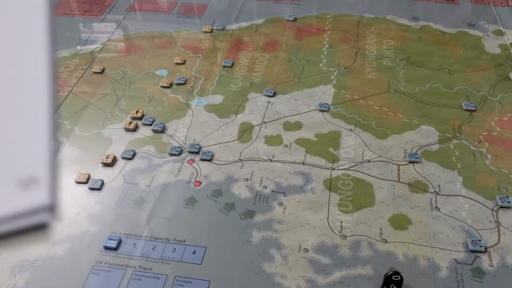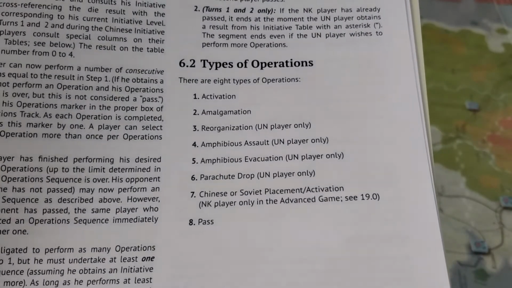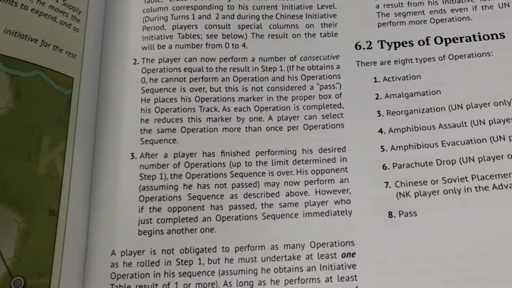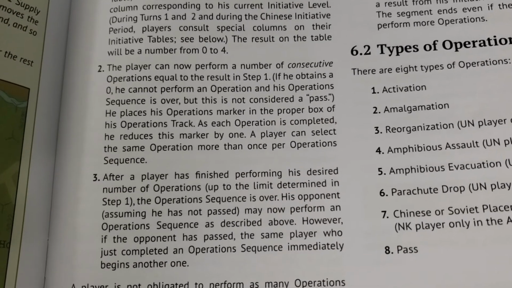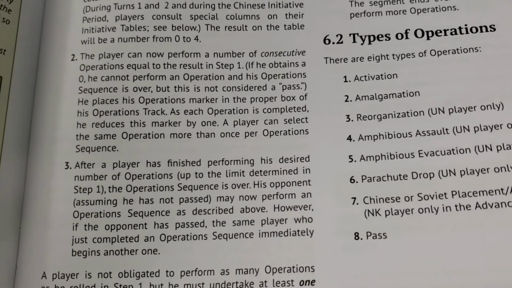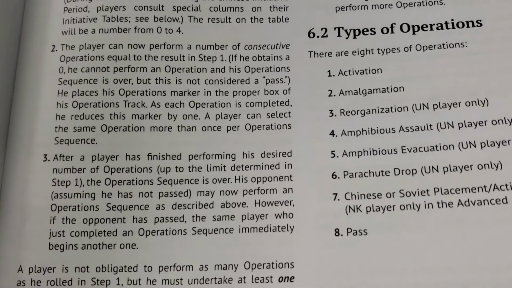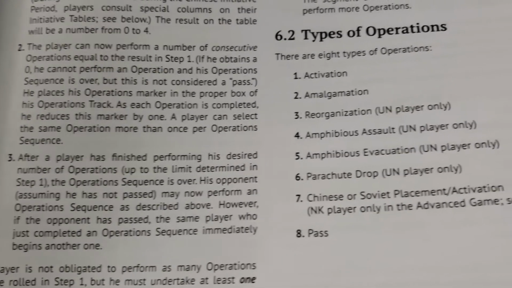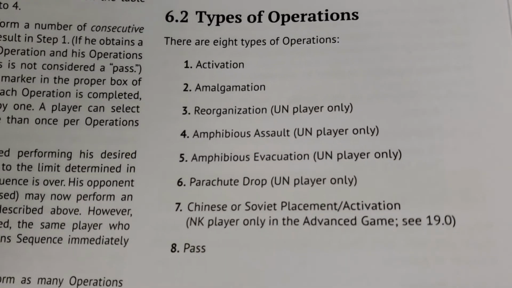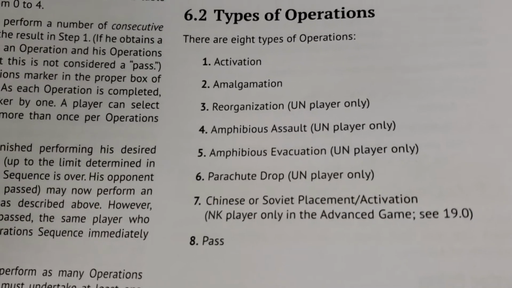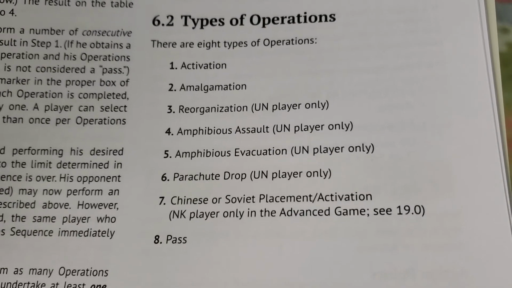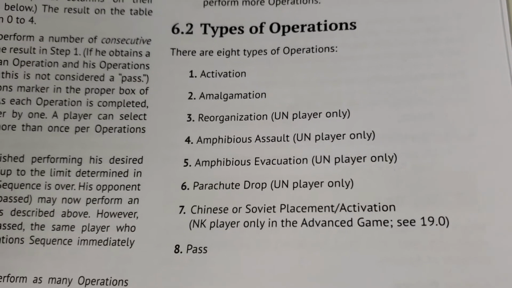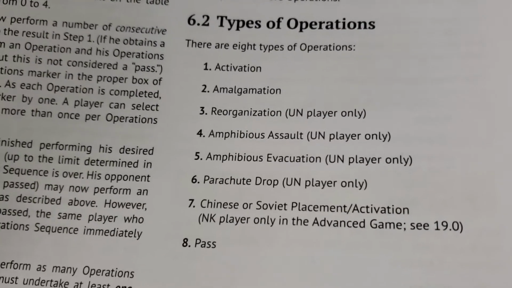I wanted to cover something very quickly in terms of the type of operation. Once we've figured out the operations we're going to take, as each operation is completed, we'll reduce our marker by 1. So we're going to select an operation. What operations can we pick? As the North Koreans, we can do activation, or amalgamation, which is combining units to build up to a division, which we're not going to do.